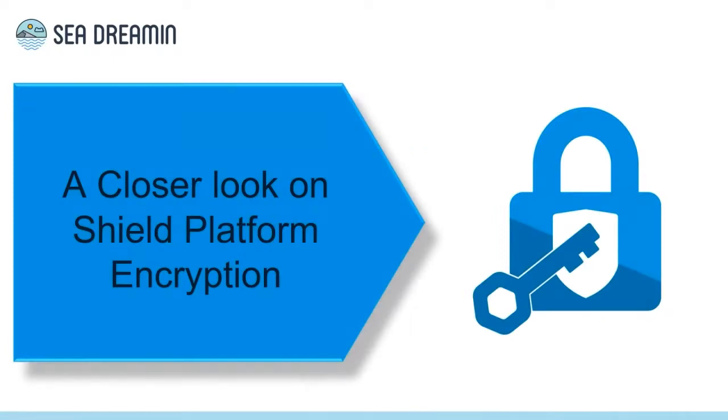As you all know, encryption scrambles information so that only people with the right decoder key can unscramble it. Systems can use complex algorithms that use multiple keys to scramble and unscramble the data. In this way, encryption helps to prevent unauthorized people from accessing the data. My session for today is a closer look at Shield Platform Encryption.